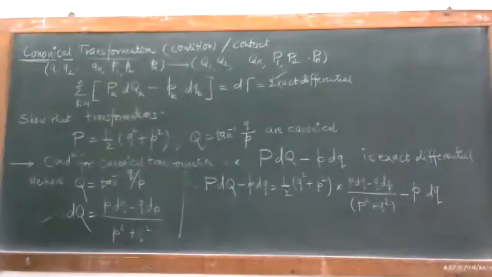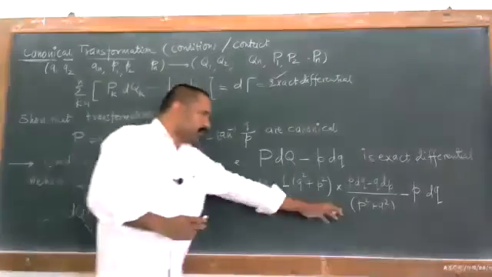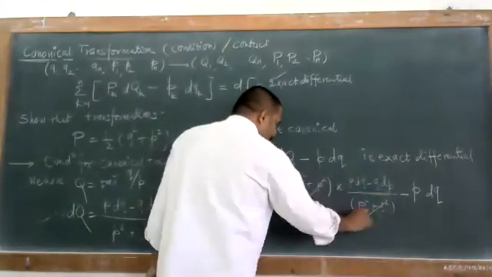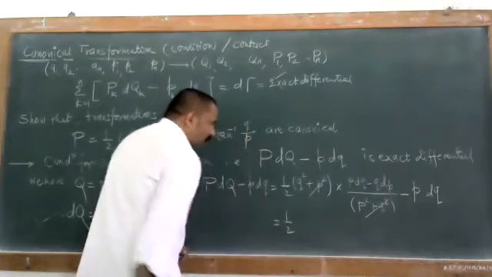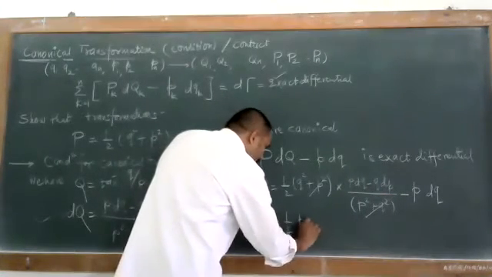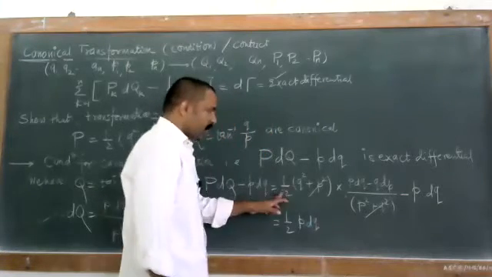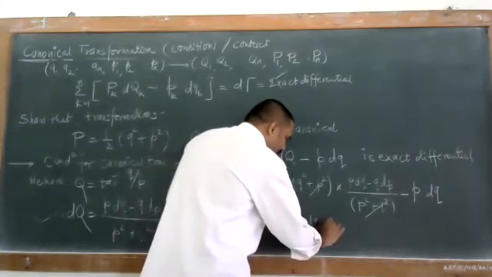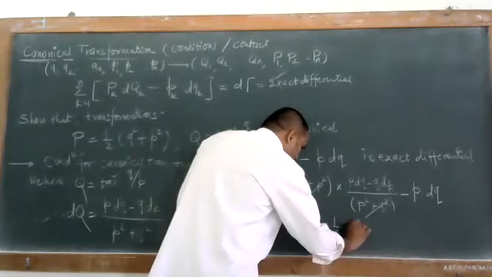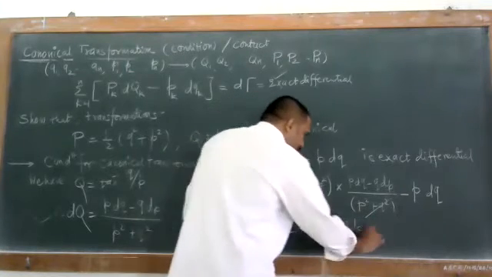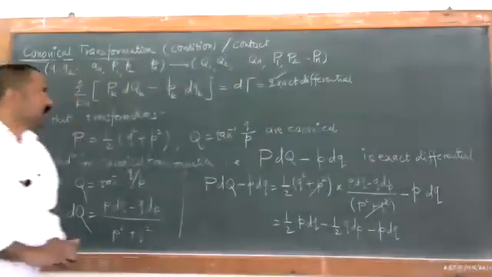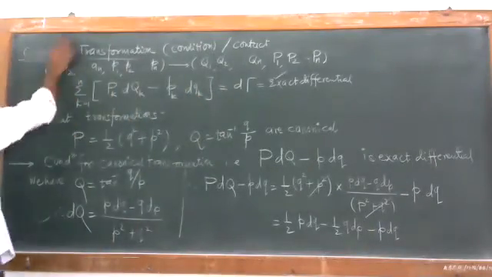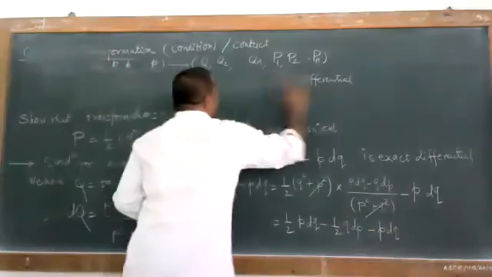Okay, so what should be our conditions? Our conditions should look like this: p square q square we can cancel out with this one, and what is our answer now? We'll have an answer that is 1/2 p dq minus 1/2 q dp minus p dq. So what should be your answer now? You just look at the conditions.